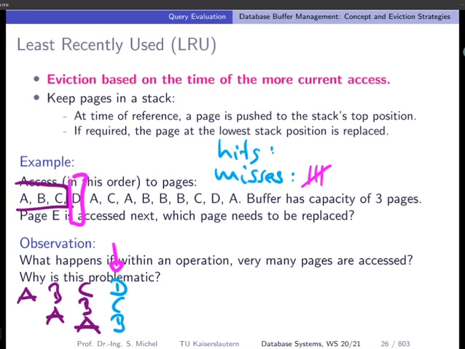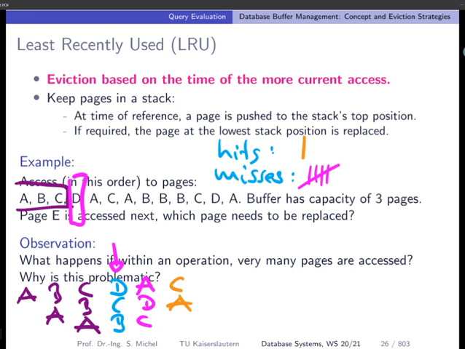So we are currently here, this one stands for this time point of having accessed D. And now we go on and we want to access A. Well, we see A is not in the buffer. So that means we have to load it. So now this is 5 misses, but then A gets on top. So A, D, C, right? And now we access C. Well, C is in the buffer, that's good, so we have a hit. And C is moved up.